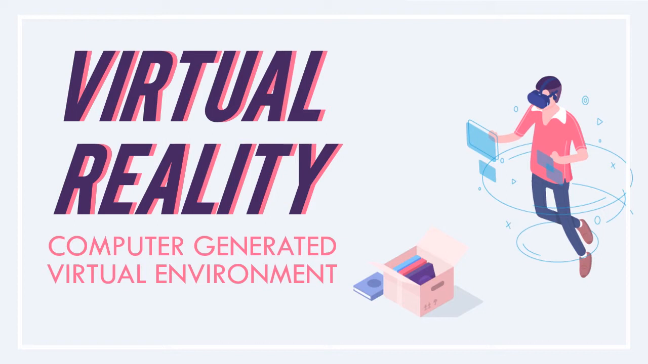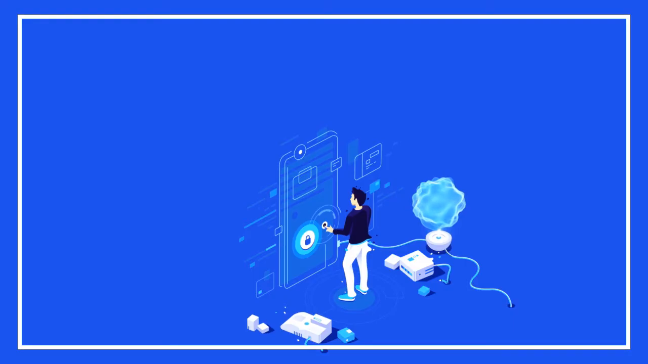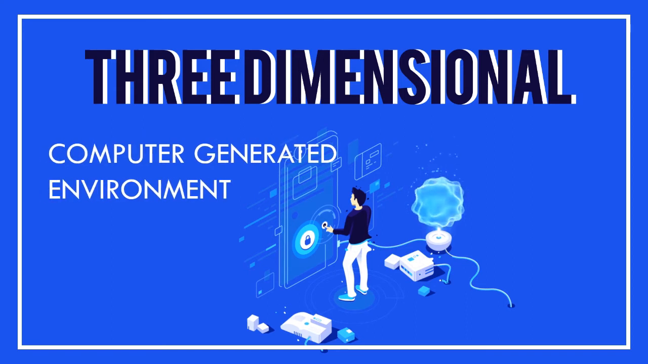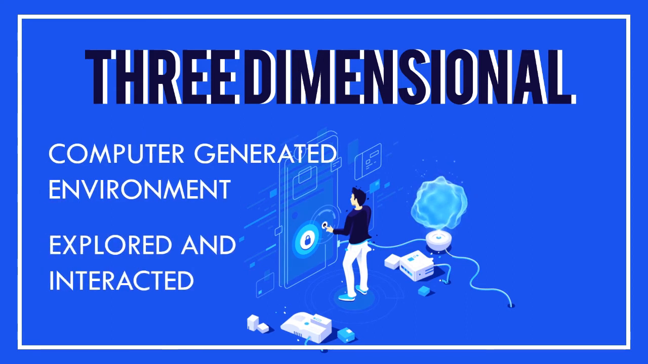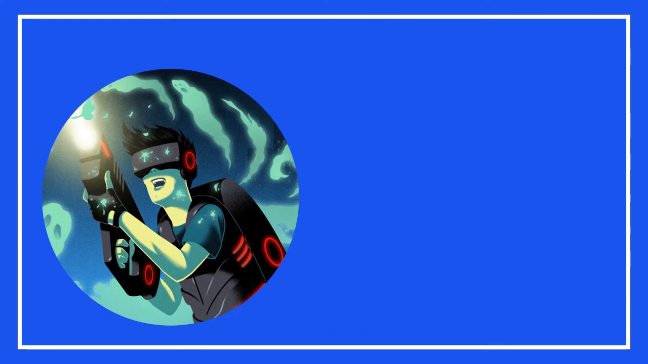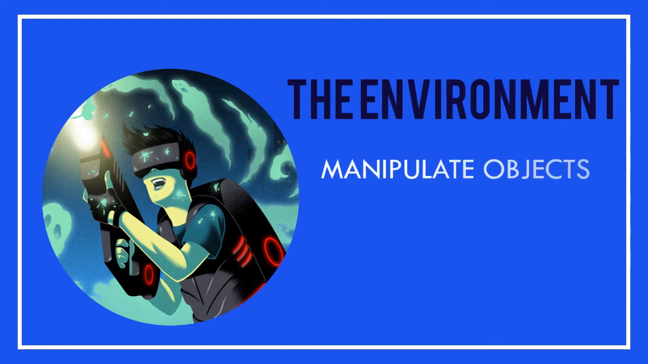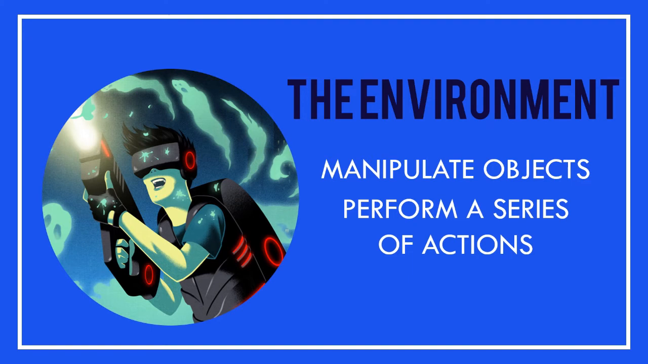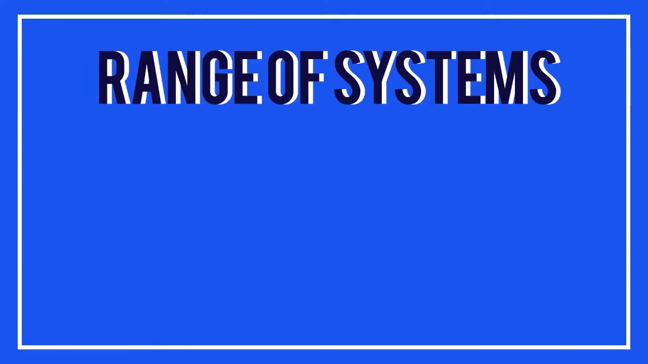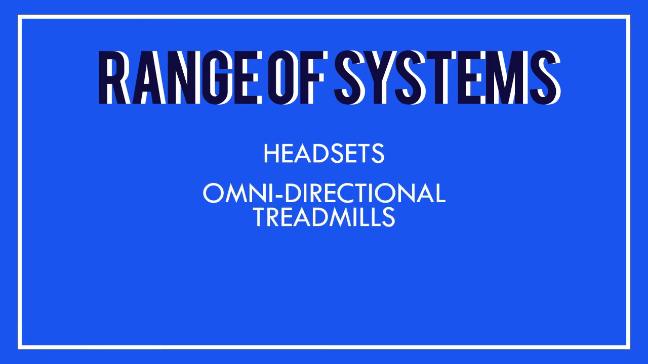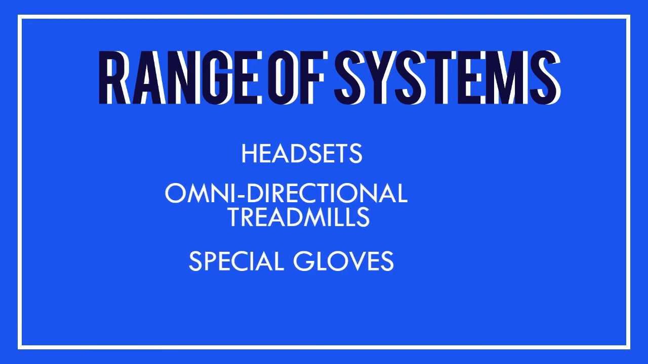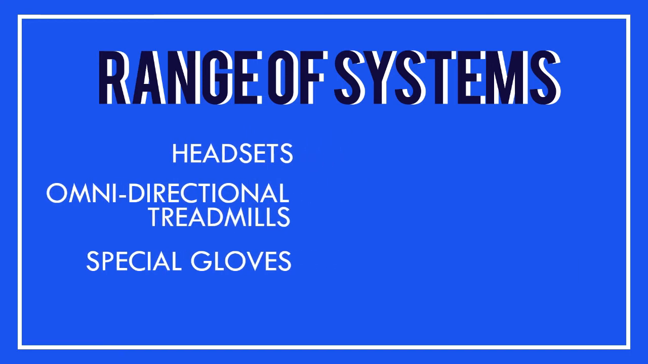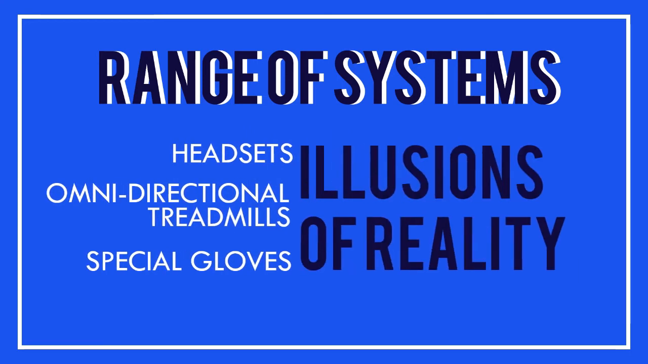Virtual reality is a term used to describe a three-dimensional computer-generated environment which can be explored and interacted with by a person. That person becomes part of this virtual world, or is immersed within this environment, and whilst there is able to manipulate objects or perform a series of actions. There are a range of systems used for this purpose, such as headsets, omnidirectional treadmills, and special gloves. These are used to stimulate our senses together in order to create the illusion of reality.